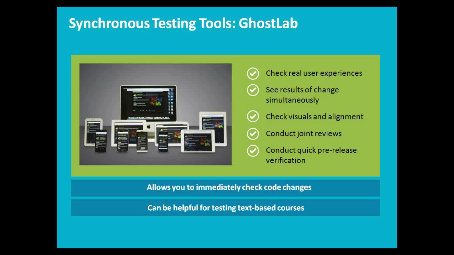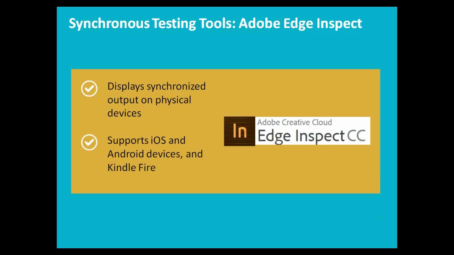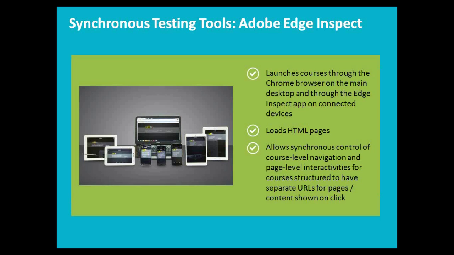Another tool that we tried to explore in the same category, synchronous testing tools, was Adobe Edge Inspect. That too allows synchronous output to be tested on physical devices, and you can connect iOS and Android devices as well as Kindle Fire. With Adobe Edge, you need to install the main application on a desktop computer and then launch the course that you need to test through a Chrome browser. On the connected devices, you can then access that synchronized course through the Edge Inspect app.